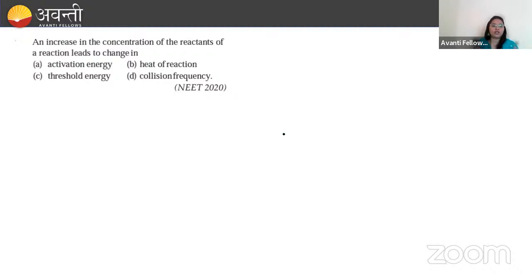So the first question here is: an increase in the concentration of the reactants of a reaction leads to a change in activation energy, rate of reaction, threshold energy, or collision frequency. So here what is happening? An increase in concentration of reactants of a reaction leads to an increase in which of these? So what will increase here?